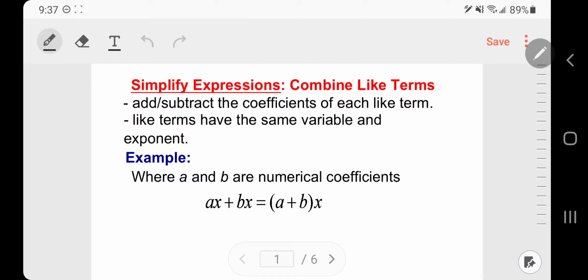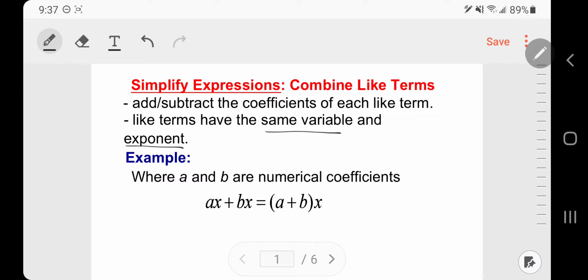Hey everyone. In this video, we're going to take a look at a couple of different ways to simplify expressions. So the first property we're going to talk about is the property combining like terms, which is adding or subtracting the coefficients of each of your like terms in your expression. In order to decide if you have like terms, they must have both the same variable and the same exponent in order for them to be like terms.